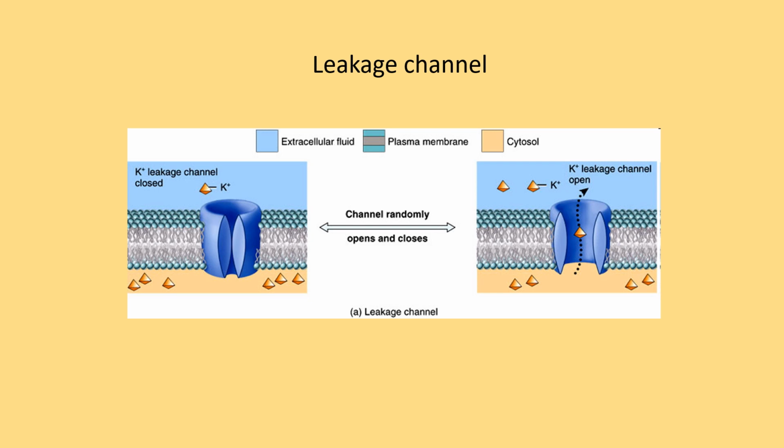The example in this picture is a potassium ion channel. When the potassium ion channel, this protein, is in one configuration, it's closed, and the potassium ions are stuck on one side of the plasma membrane or the other. Nobody's diffusing anywhere. And then when the protein changes shape, randomly, it opens up. And now those potassium ions are able to diffuse according to their concentration gradient.